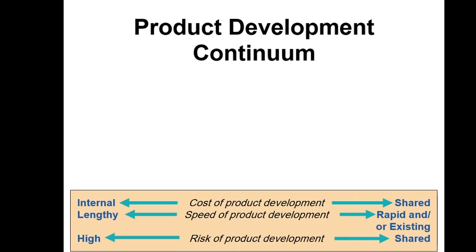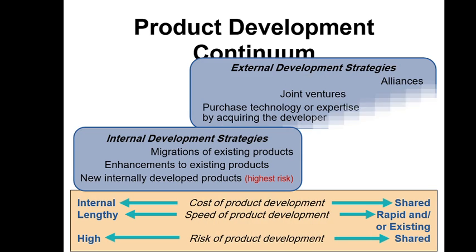Also, we have to think of the external development strategies and the internal development strategies for products. Some companies select external development strategies. The others select internal development strategies in order to develop new products. We actually have three external development strategies: alliances, we will talk about it in the next slide; joint venture; and purchasing technology or experts by acquiring the developer. And we have three internal development strategies, as we can see here.